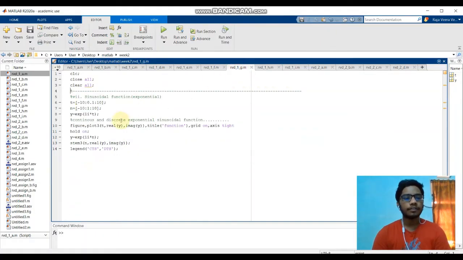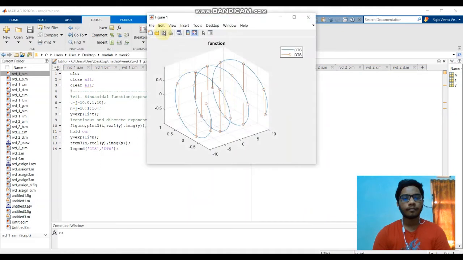Moving on to the next part, we have the sinusoidal function in exponential. When we run the code, it is a 3D plot. As you can see, the blue color displays continuous time interval, and the red color displays discrete time interval.